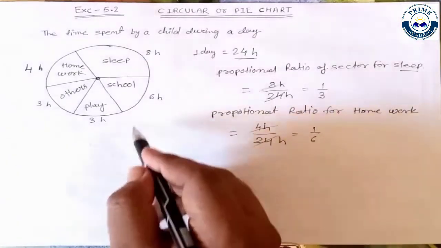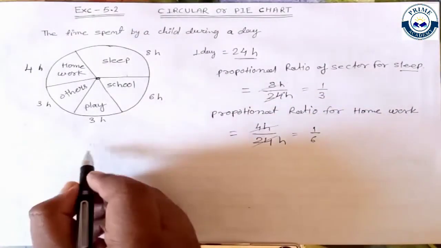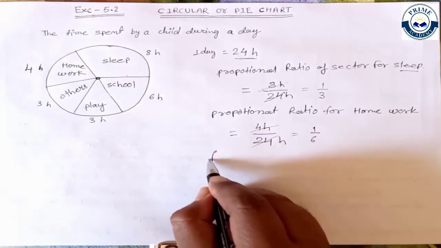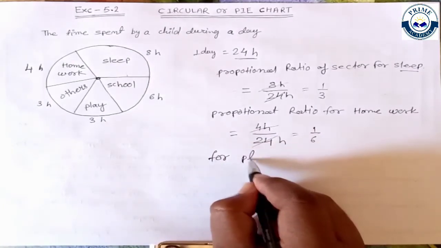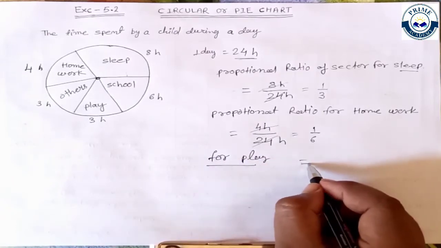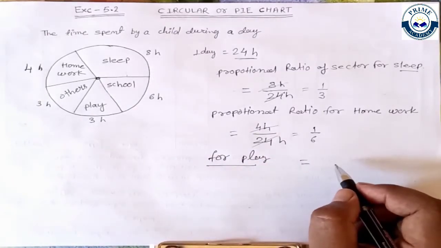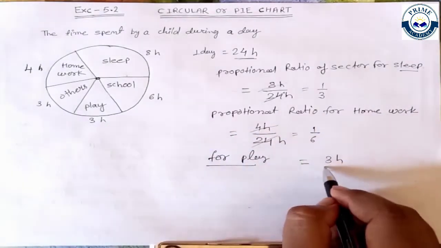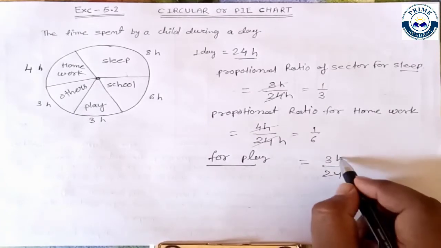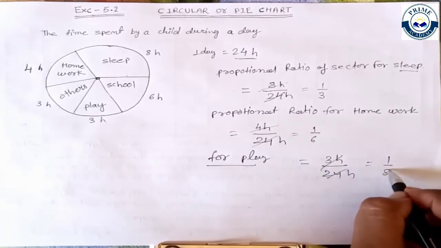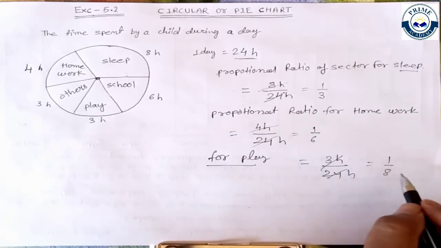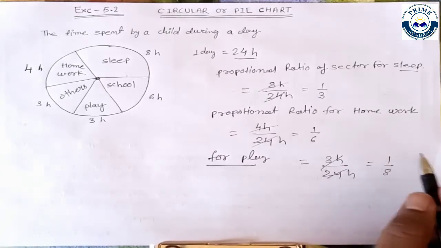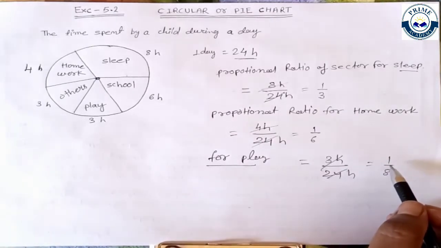So similarly you can calculate the others also. So suppose I am writing for playing, the proportional ratio will be 3 hours, because he has spent 3 hours. Now out of 24 hours, right, you will get how much? 1 by 8, because 8 threes are 24. So the proportional ratio for playing is 1 by 8, right?